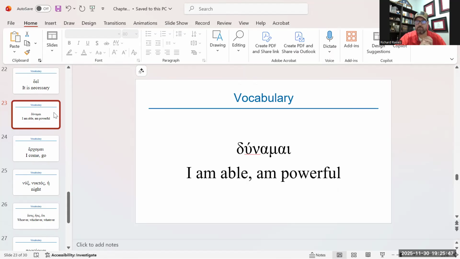And so sometimes preachers will say the power that Jesus is speaking of is like dynamite power. Well, that's not accurate because we get dynamite from dunamis, not vice versa. But that's how I remember dunamai. I am powerful because I know the word dunamis means power. Probably just confused you. Just remember dunamai means I am able or I am powerful.